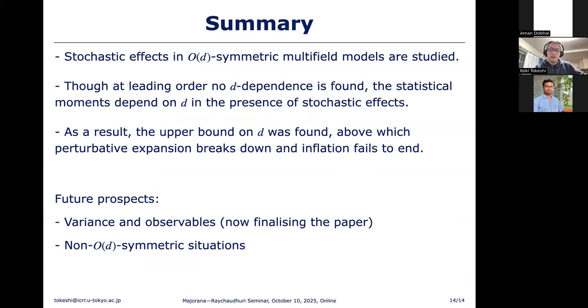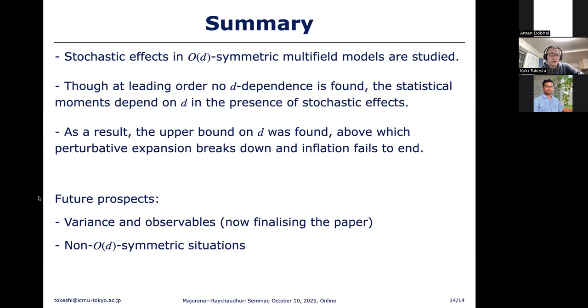And finally, let me summarize the talk. In this talk, stochastic effects in these symmetric multiple field models are studied. And as I explained, at the leading order of the small noise, no dependence on the number of fields D can be observed. But when you go to the higher order, there arise number-of-field dependent terms, which tend to increase the mean number of e-folds. And by going to higher and higher order and eventually obtaining the all-order expression of the number of e-folds, the upper bound on the number of fields was found, above which the perturbative expansion breaks down. And that condition is equivalent to the situation where inflation fails to end.